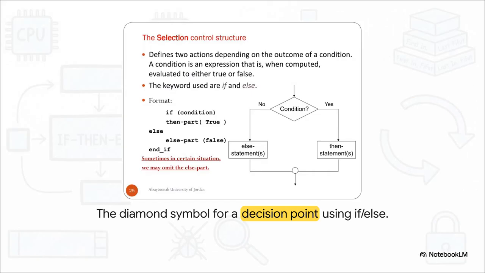Take a look at the diamond shape in this flowchart. You're going to see that a lot because it's the universal symbol for a decision point. By using the keywords if and else, a computer splits its path. So if a condition is true, the program takes the then path. But if it's false, it routes into the else path. It's literally one question leading to two possible futures.